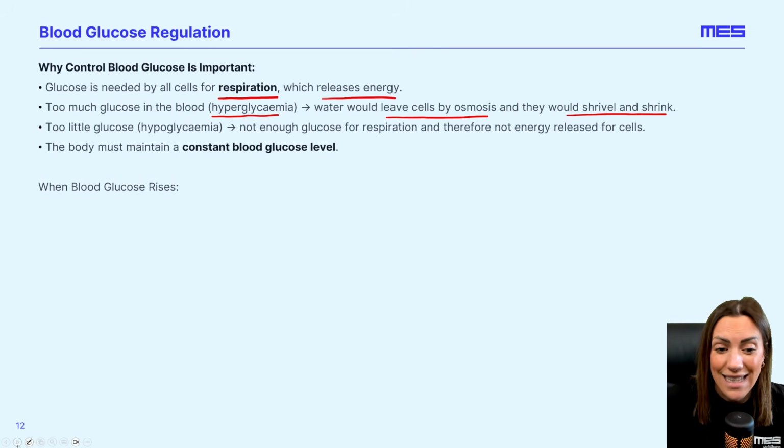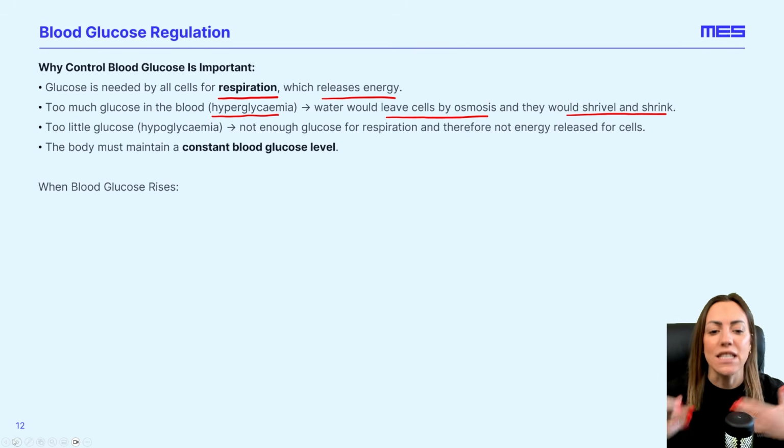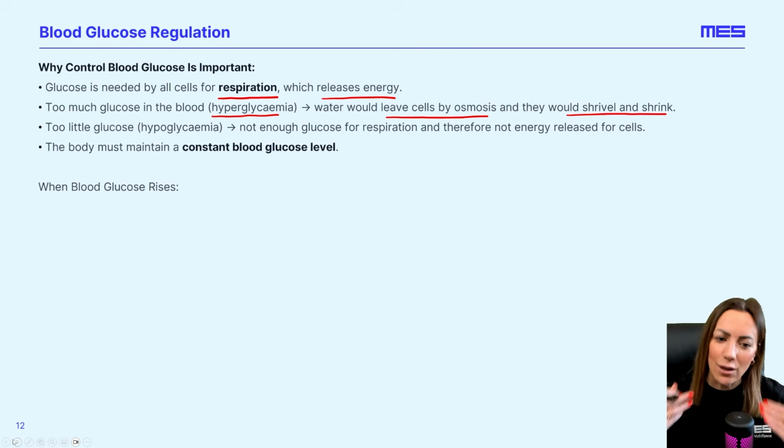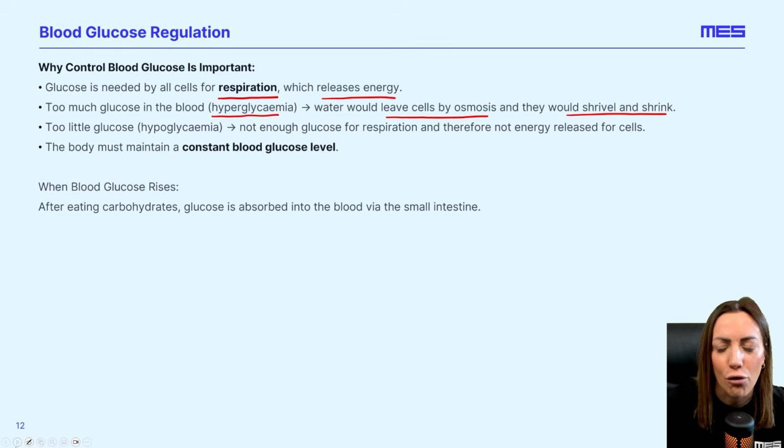And we do this with negative feedback, which means if it rises, there's a response coordinated to bring it back down to normal. If it falls, there's a response coordinated to bring it back up to normal. And this response involves hormones. So let's look initially at when your blood glucose level rises.